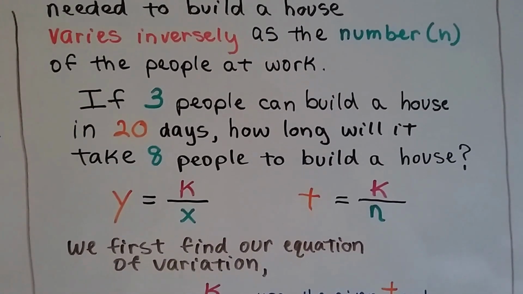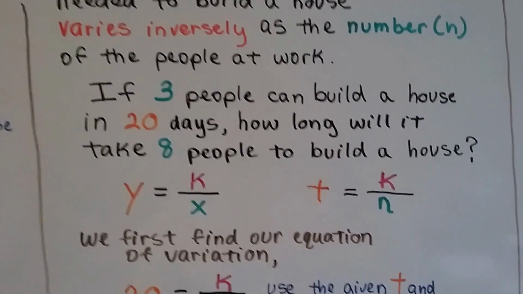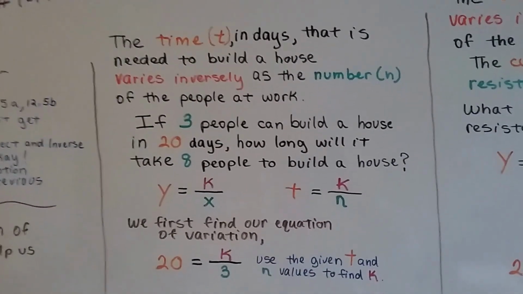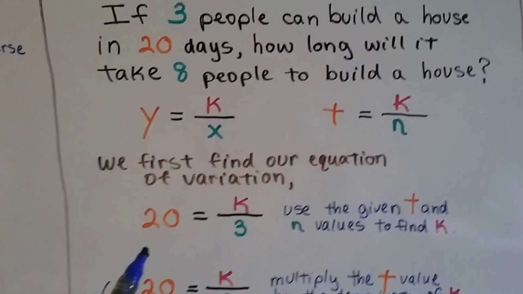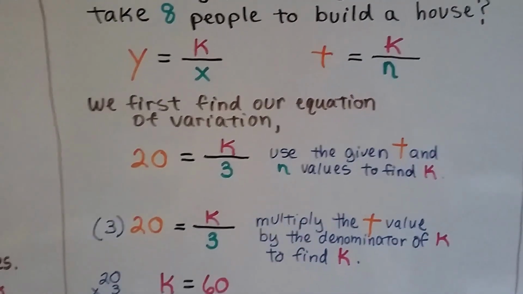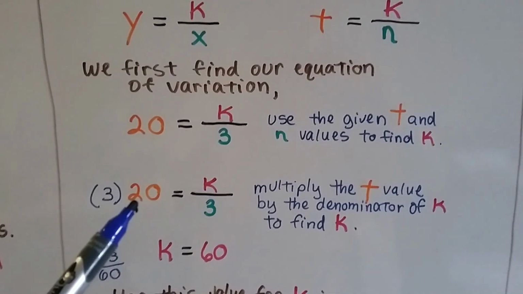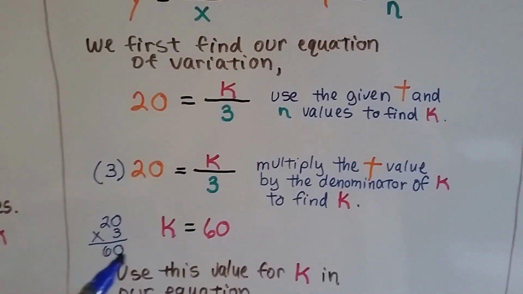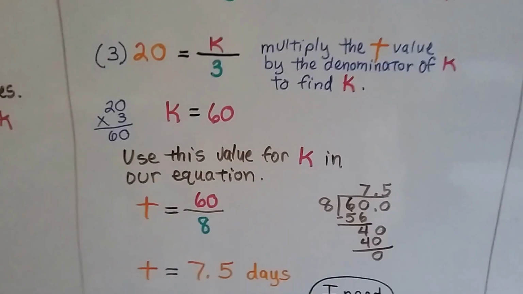So using that equation, that inverse variation of y equals k divided by x, we can plug in our values of t equals k divided by n. We first find our equation. We plug in these values. It takes 20 days for three people. We're going to use those given t and n values to find k. We multiply the 20 by the 3, that's the denominator of k, we get 60, and that tells us what k is. Now we can plug this into our equation.